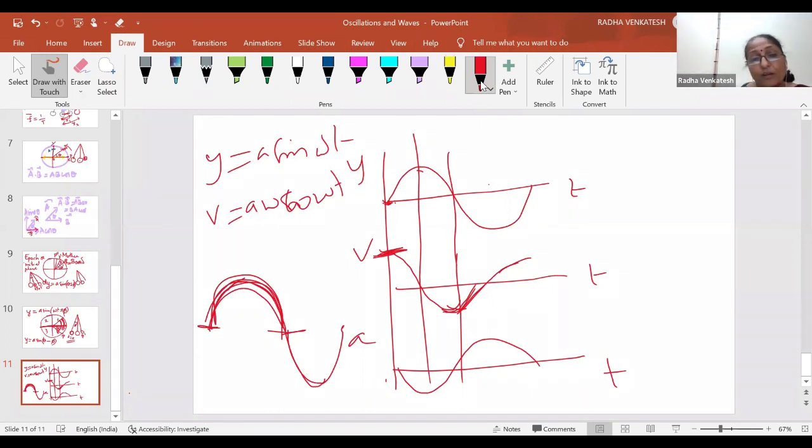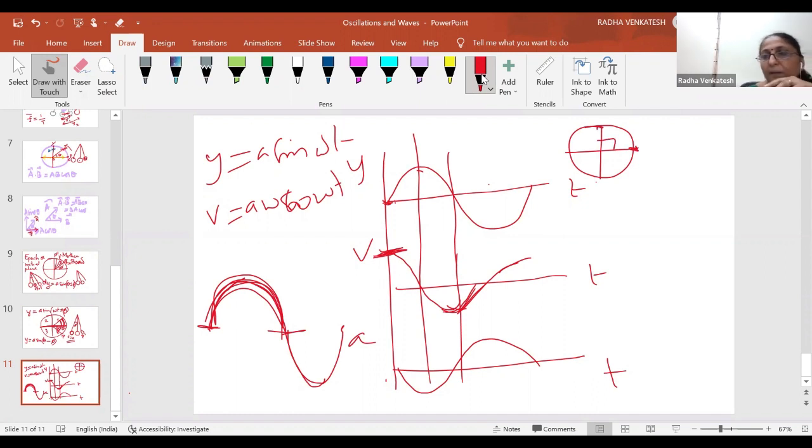Either ahead of velocity, by what angle? So again, I'll go back to my motherboard. What does my motherboard say? Sine angle. I draw this motherboard again by the side. It starts with sin omega t, and cos omega t.